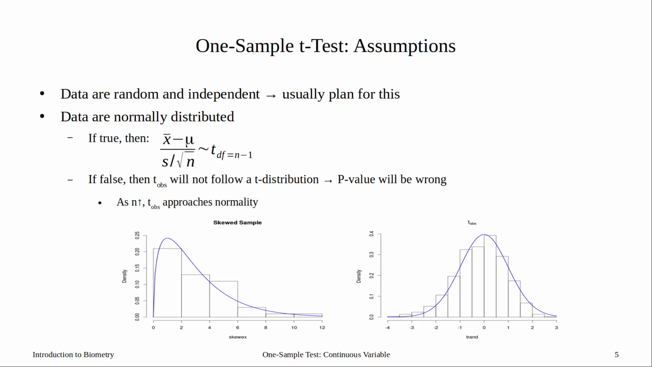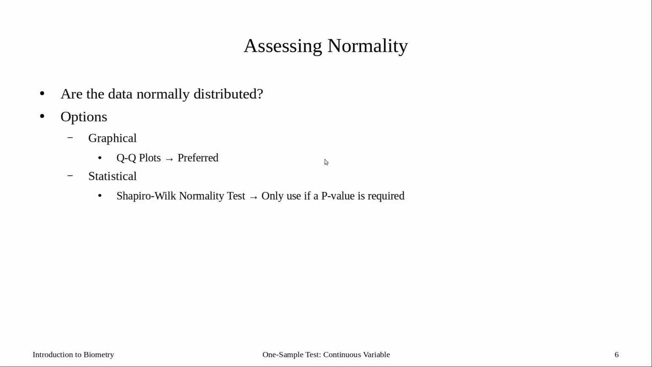So since we have to check normality, what are our options? I'm going to present two different methods of checking normality. And instead of saying testing normality, I'm going to use the phrase assessing normality, because a graphical method is the preferred method, and it doesn't really give us any sort of p-value against which we're testing.